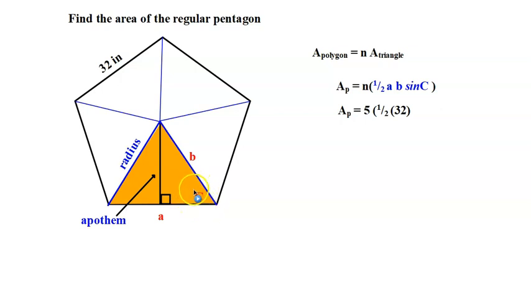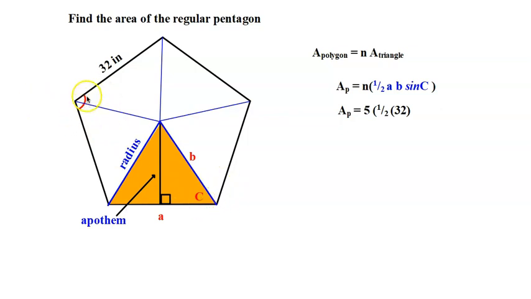So how am I going to find this angle? Well, it's a regular pentagon. That means all of the angles are the same. It also means that the radius here is going to bisect this angle. So I just need to find one of these angles. We'll just go with that one right there. And if I find this angle, then I can just cut it in half, and that'll give me angle C, because all of these angles are the same.